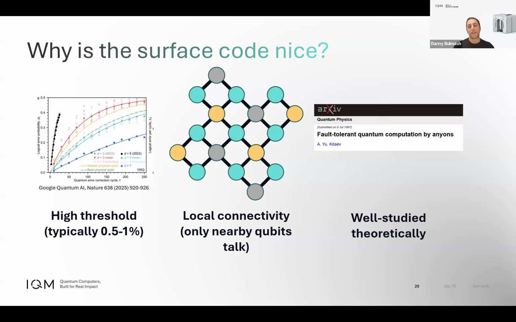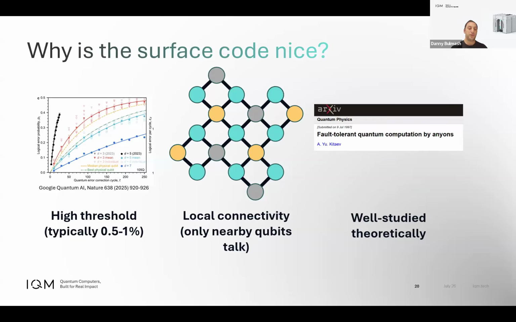Now, I remind you, classically, the repetition code had a threshold of 50%. So this is actually a tiny number compared to classical codes, but it's extremely high by quantum code standards. 0.5% to 1% error rate is about as good of a threshold as you're going to get for the most part.